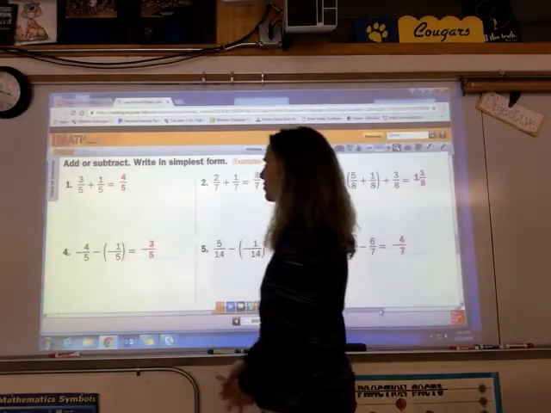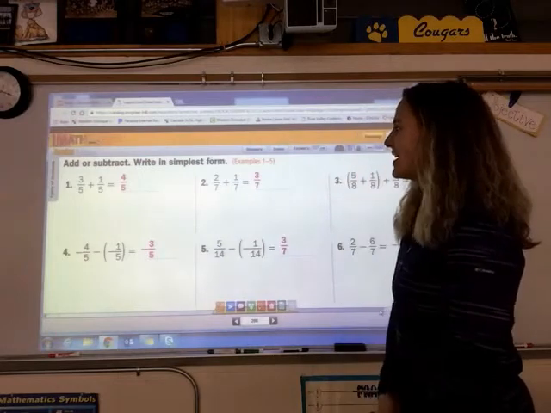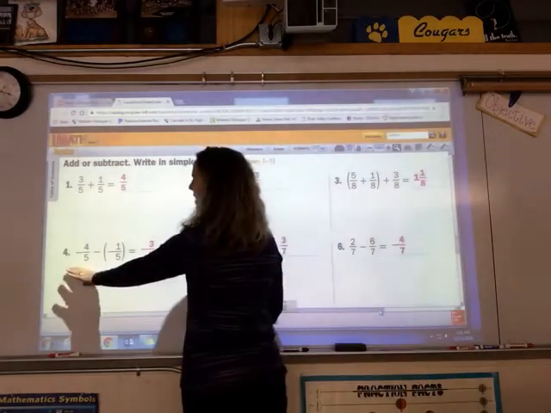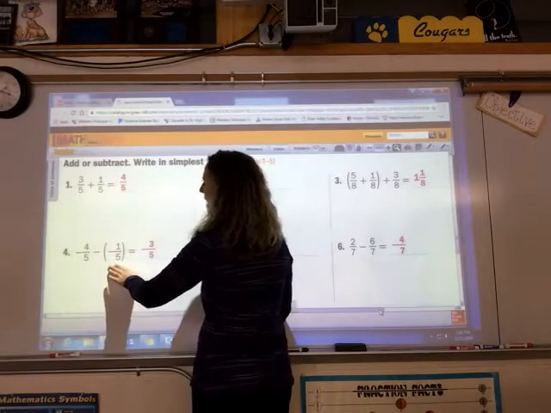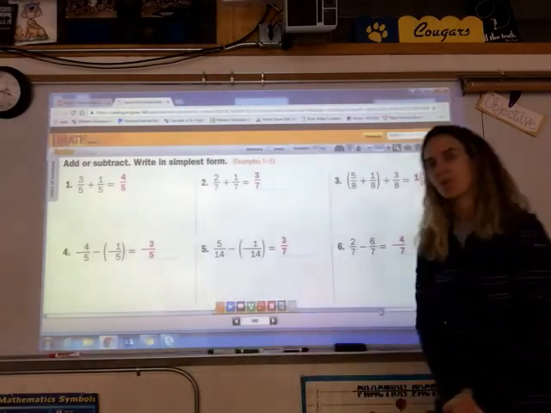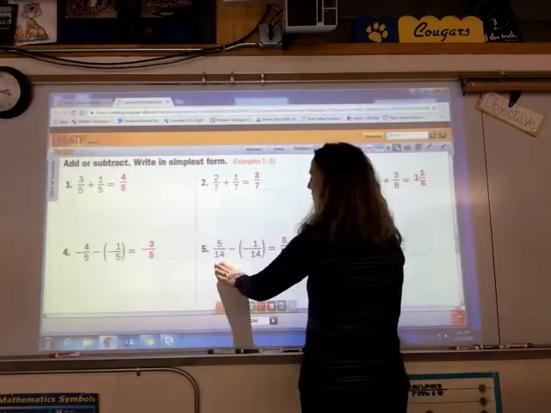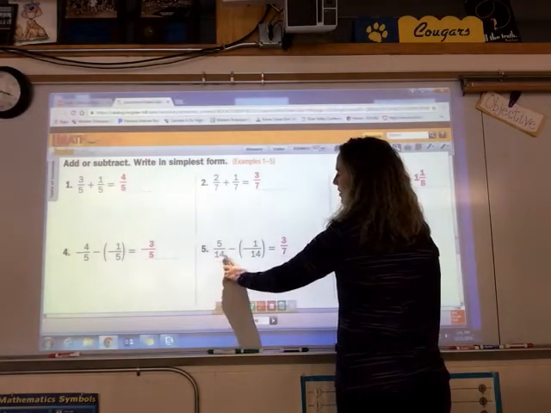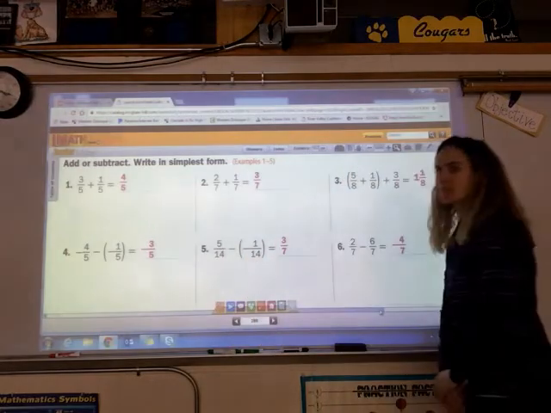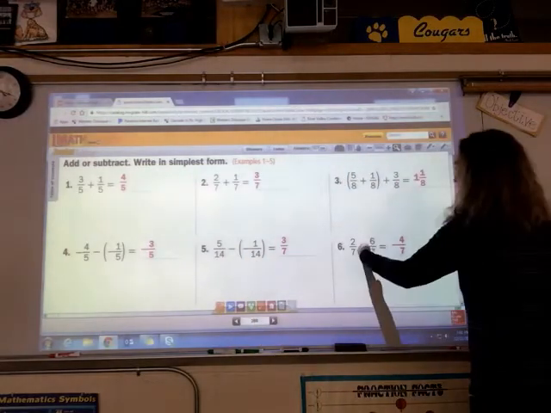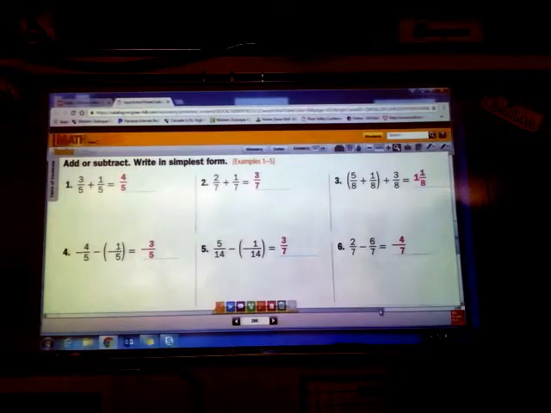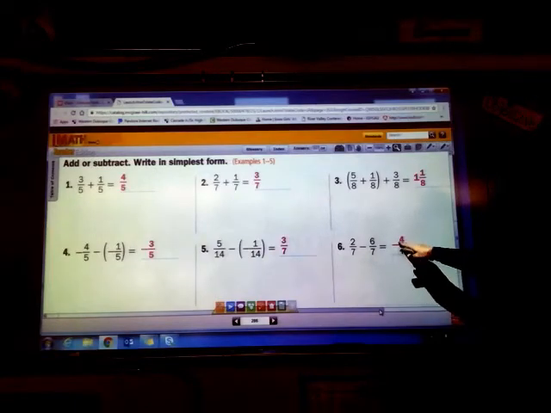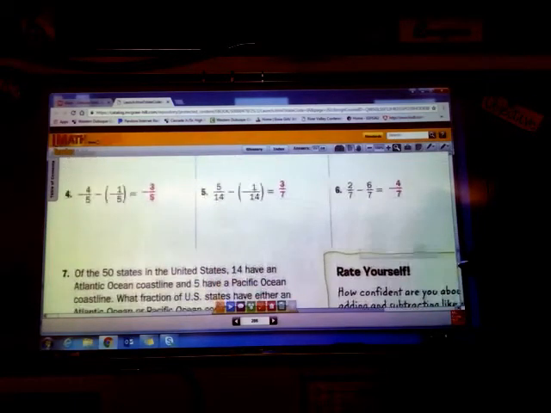Looking at number 4, we're subtracting. Negative 4/5 minus negative 1/5, so technically we're thinking negative 4/5 plus a positive 1/5, which is going to leave us with negative 3/5. Here we have 5/14 minus a negative 1/14, so again we're thinking 5/14 plus 1/14, which would be 6/14 or 3/7. And then number 6, we're thinking 2/7 minus 6/7, or 2 minus 6. Same as 2 plus negative 6, which is going to give us negative 4/7. That's kind of hard to see there, but that should be a negative 4/7.